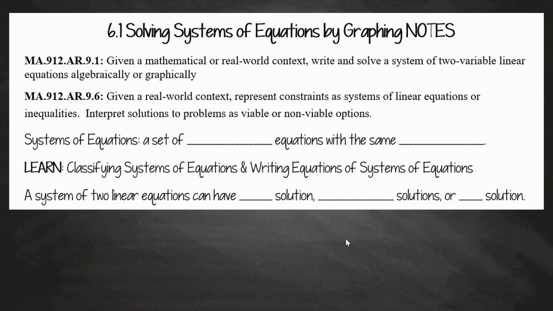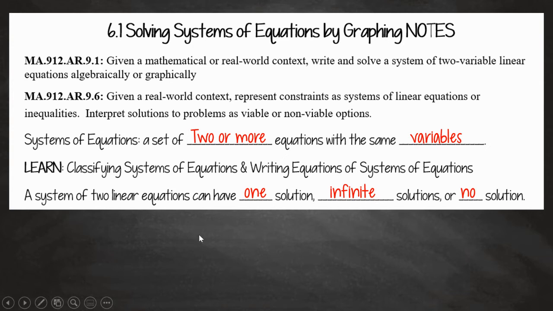Systems of equations are a set of two or more equations with the same variables. So in this first part, our goal is to learn to classify systems of equations and write equations of systems of equations. A system of two linear equations can have one solution, infinite solutions, or no solutions. So just make note that you will not always have just one solution to a system. You could have no solution and you could have infinite solutions as well.